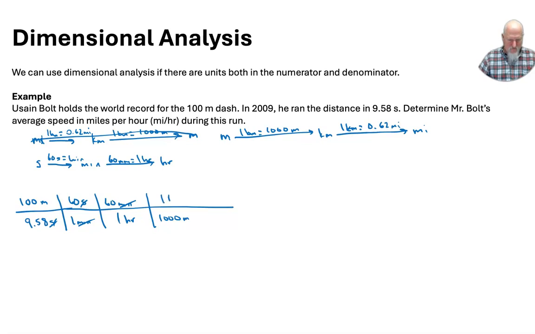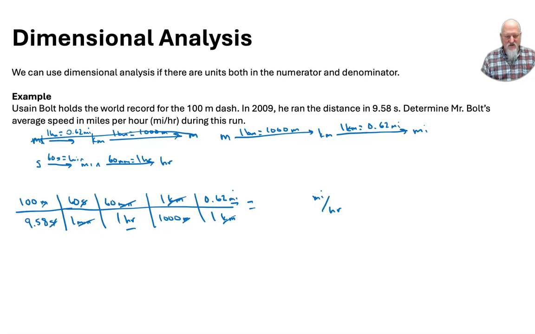Okay, so starting with meters, I want to go to kilometers, so 1,000 meters is 1 kilometer. Meters cancel. I have kilometers per hour. I need to convert kilometers to miles. 1 kilometer is 0.62 miles. The kilometers have to go in the denominator, so they cancel. So now I've got units of miles per hour.